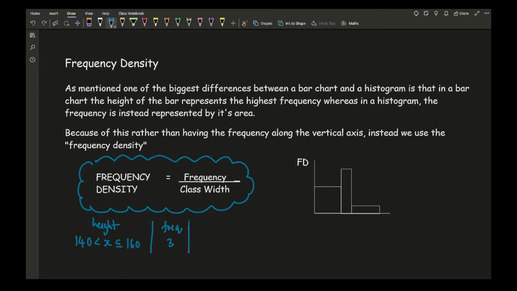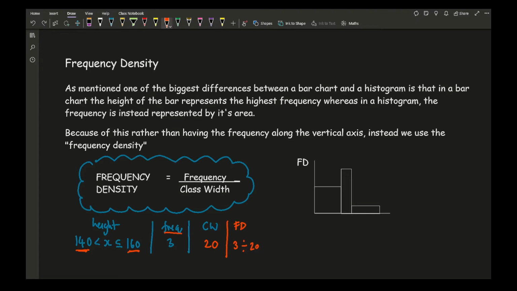Now looking at this, my class width would be the size of this group. In other words, it's going to be 160 take away 140. You'll probably be able to do that in your head, but if you ever struggle to work out the class width, then just do the upper bound take away the lower bound, and that will give you the class width, which in this case is 20. The frequency is always going to be given to you, so the frequency density for this one is going to be 3 divided by 20.